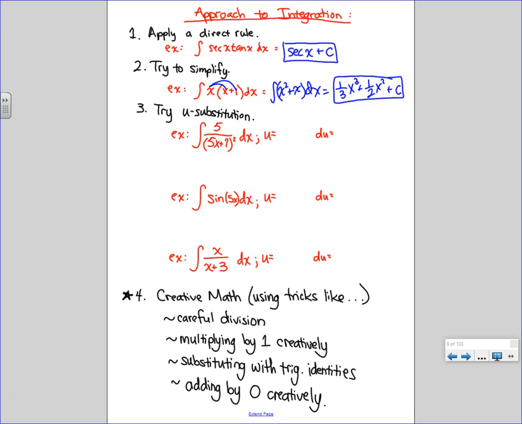How many of you have solved all 3 of these? Ready, set, in your groups. Take them 1 at a time. Who would u be? What would du be? And how would you solve? Maybe you won't get through all of them, but see how far you can get.